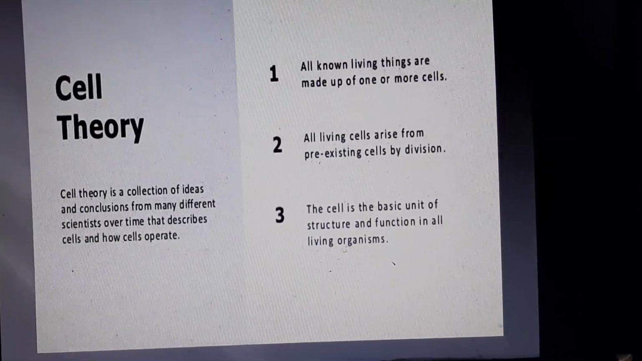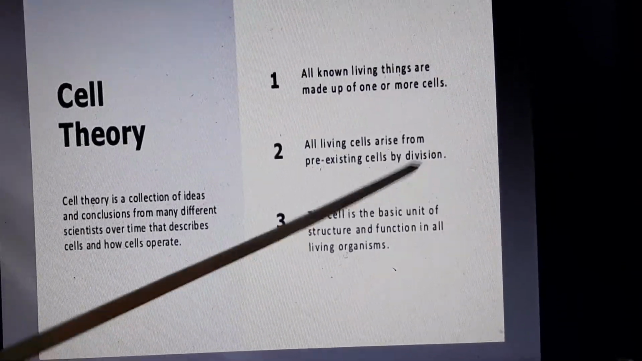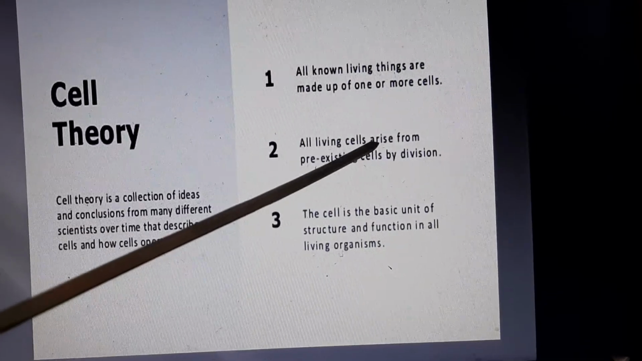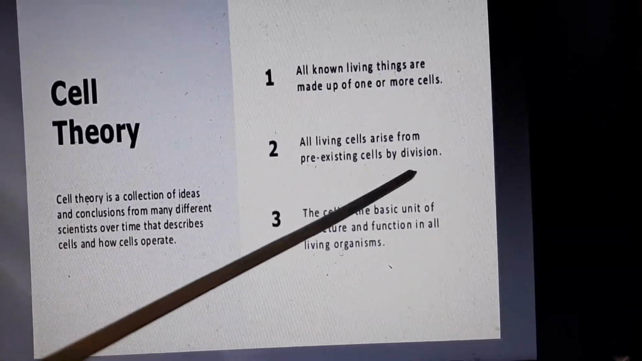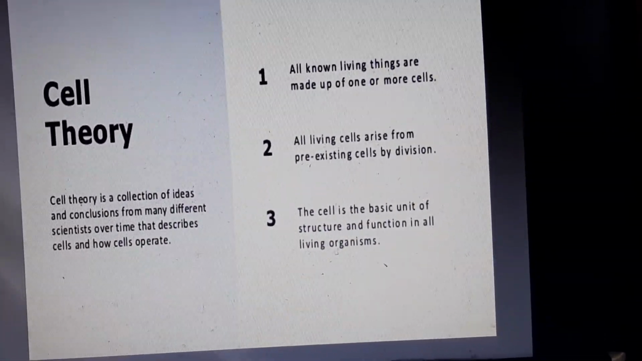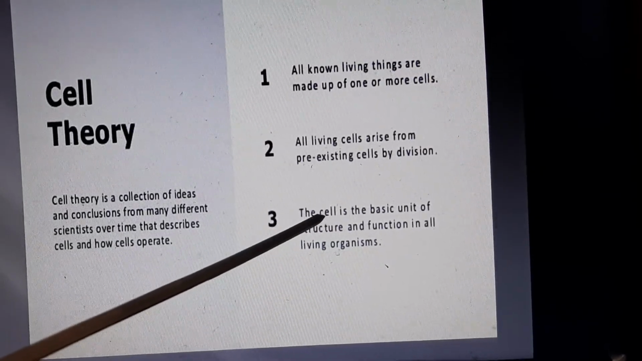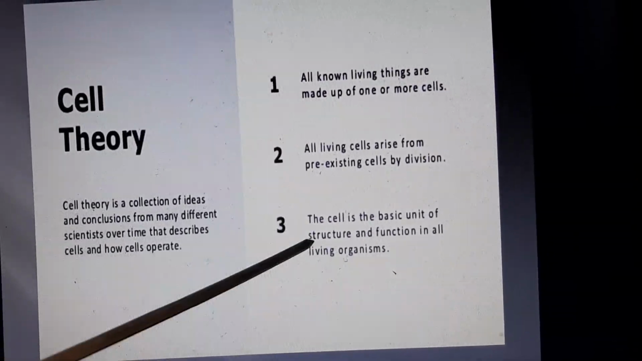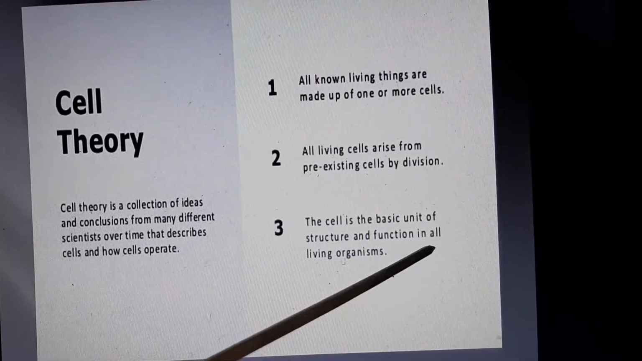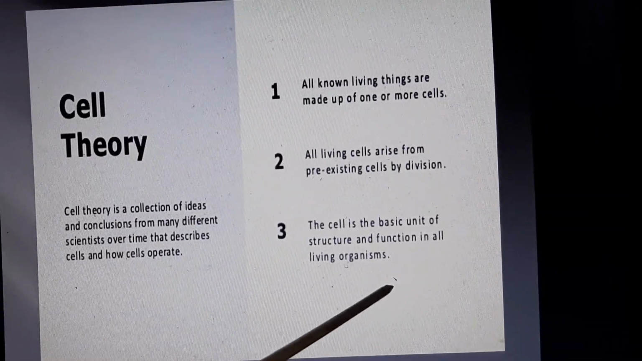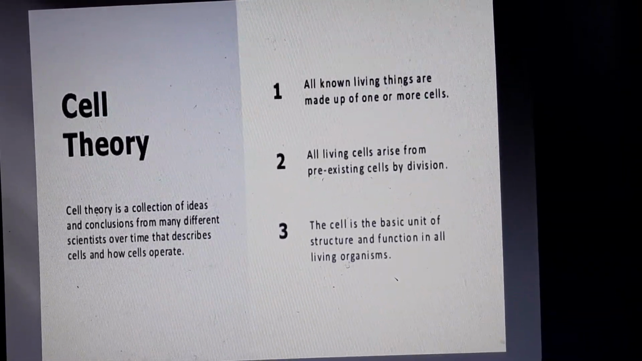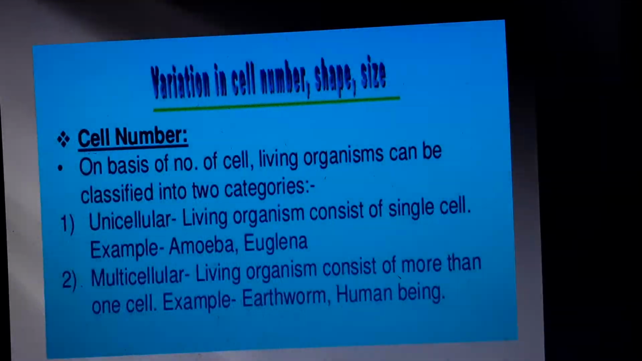Okay, all living things are made up of one or more cells. All living cells arise from pre-existing cells by division. Third thing, the cell is the basic unit of structure and function in all living organisms. This is about the cell theory.